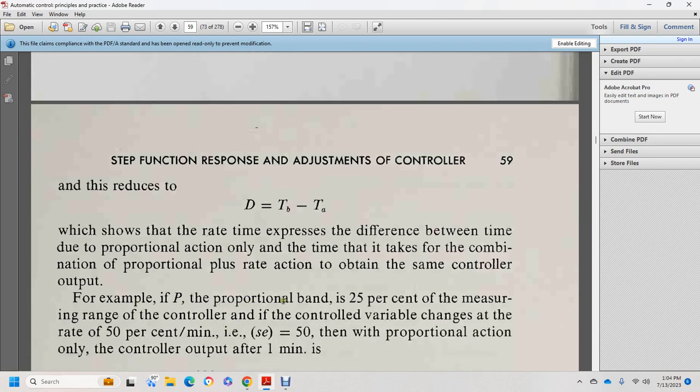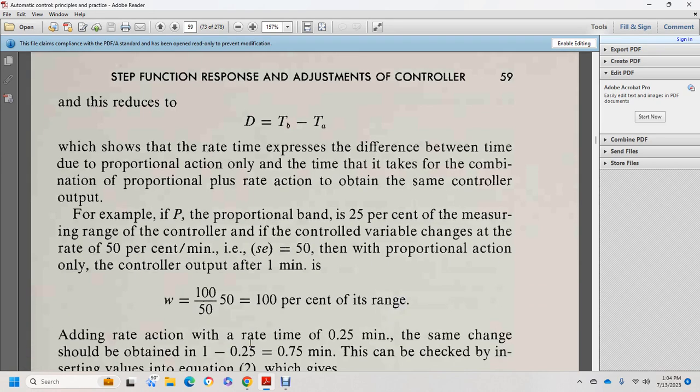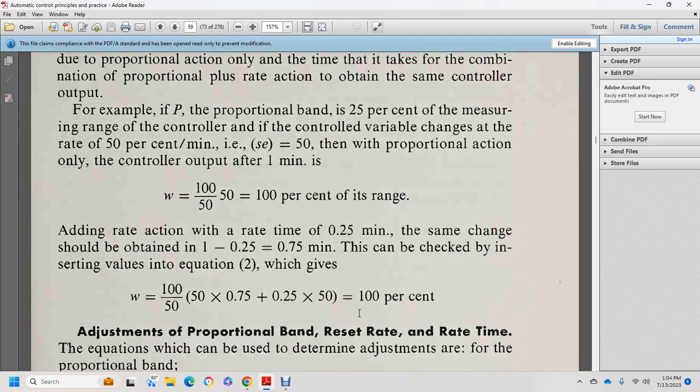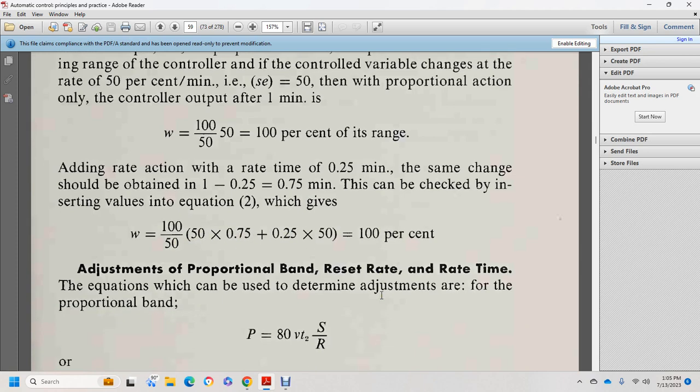For example, if the proportional band is 25% of the measurement range of the controller and the variable changes at 50% per minute, SE is 50. With proportional action only, the controller output after 1 minute is 100 over 50 times 50, or 100% of the range. With additional rate action with a rate time of 0.25 minutes, the same change is obtained in 1 minus 0.25, or 0.75 minutes. This can be checked by inserting values: 100 over 50 times 0.75 plus 0.25 times 50 equals 100%.